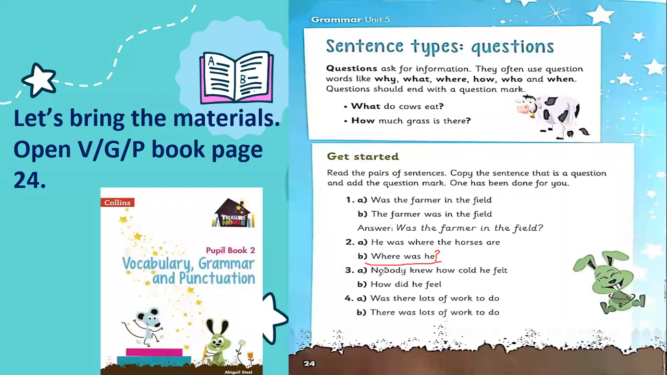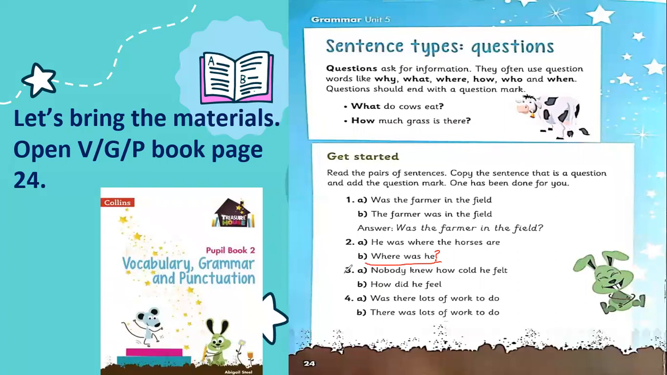3A says, nobody knew how cold he felt. B says, how did he feel? Can you see? Actually, one is a question and the other one is the answer. Look at it. Number 2, B says, where was he? And A is like a reply. He was where the horses are.